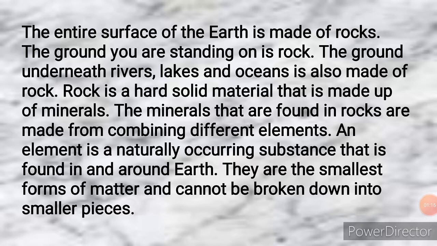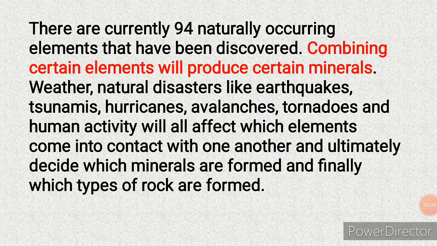What is an element? An element is a naturally occurring substance that is found in and around Earth. They are the smallest form of matter, and they cannot be broken down into smaller pieces, is it not? Yes. So the elements combine together to form minerals. And the minerals at the end of the day will combine together sometimes or stay alone to form rock. Is it not? Yes. There are currently 94 naturally occurring elements that have been discovered.